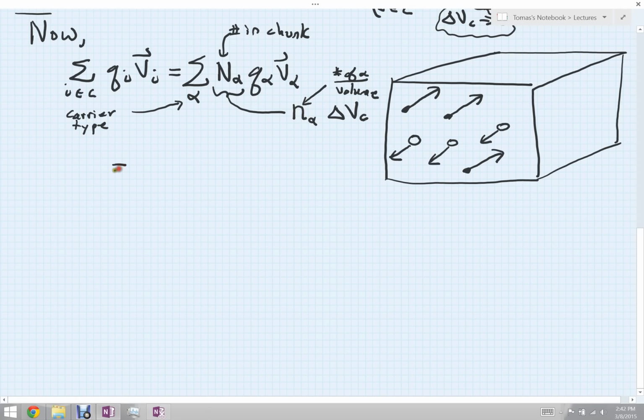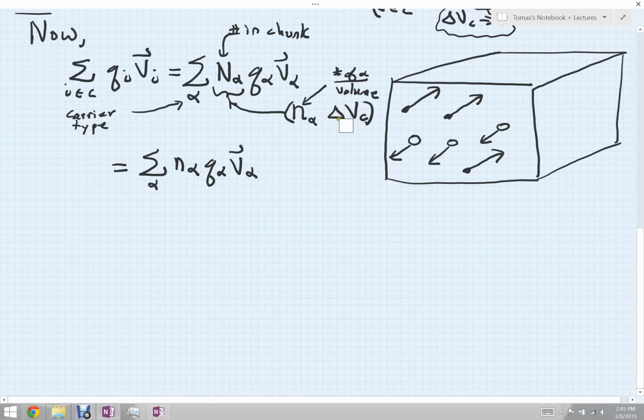So this quantity I'm trying to compute is going to become the sum over alpha. For capital N alpha, I'll have my density, n sub alpha. Don't forget the factor of volume. That's coming next. This has to be substituted in there for capital N. I'll get the volume at the end. There's the charge, q sub alpha, and the velocity, v sub alpha. And this whole thing then has to be multiplied by the volume of my chunk.